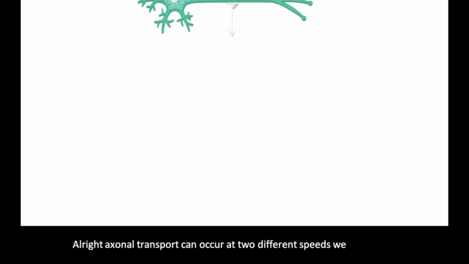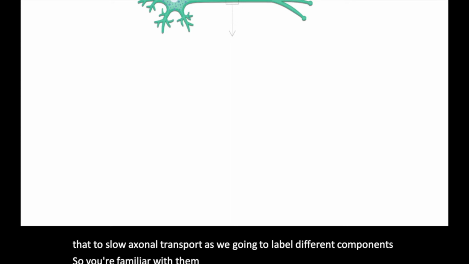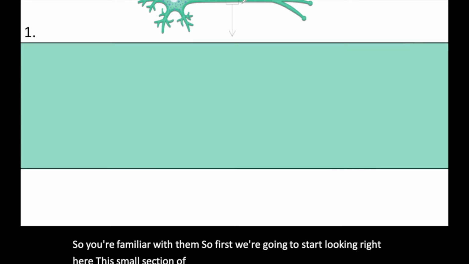All right, axonal transport can occur at 2 different speeds. We have fast axonal transport, which we'll walk through now, and then we'll compare that to slow axonal transport. Now as we go, I'm going to label different components so you're familiar with them. So first we're going to start looking right here, this small section of the axon. So that's what we're going to blow up, and that's what we're going to reference here.